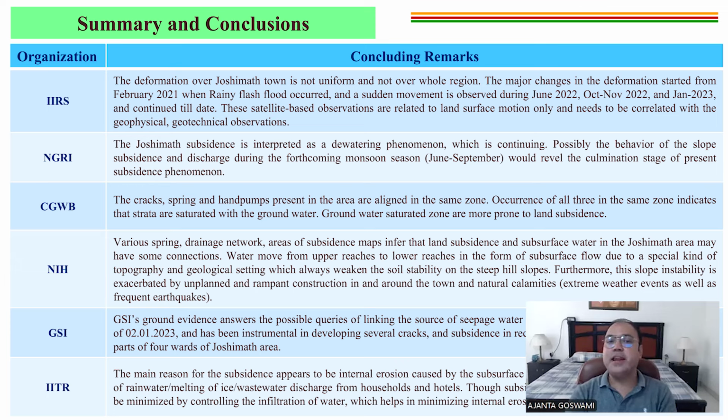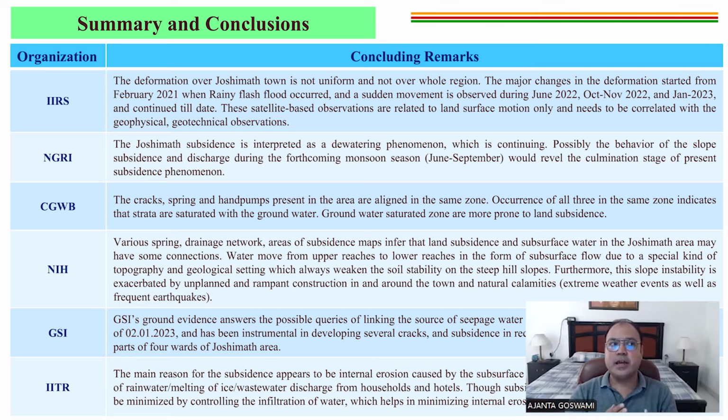Now, to conclude, IIT Roorkee conducted a PSInSAR-based study, and we could map the area where exactly deformation is taking place. According to our mapping, the western part was more affected during that particular time. We also tried to relate it with urbanization using data sets from the 1970s till recent times.